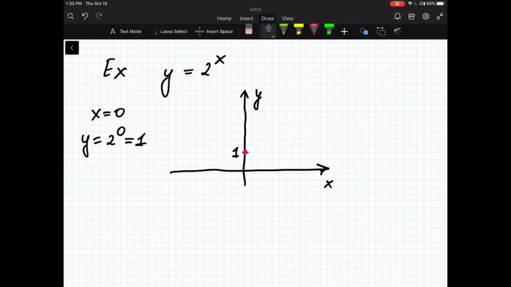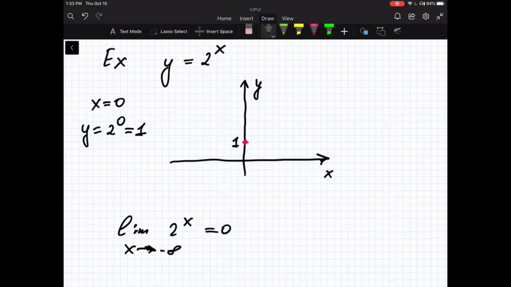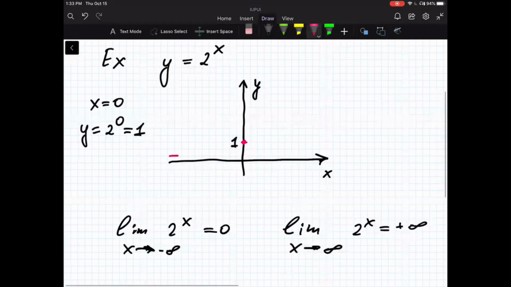We have also discussed that the limit of this function when x goes to minus infinity is 0, while on the other side, when x goes to plus infinity, this function becomes infinitely large. So that means that on the left-hand side, the behavior of our function is around 0, while on the right-hand side, we have behavior like that.